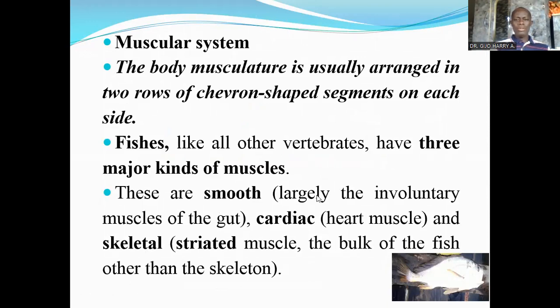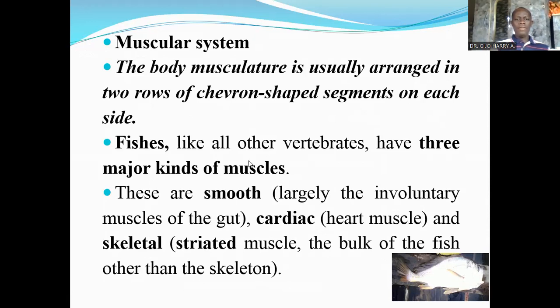The smooth muscles are largely the involuntary muscles of the gut. The involuntary muscles of the digestive system are referred to as the smooth muscles, while the cardiac muscles are the heart muscles, the muscles of the heart. And the skeletal muscles are the striated muscles, the bulk of the fish, other than the skeleton. The entire flesh of the fish is known as the skeletal muscles.